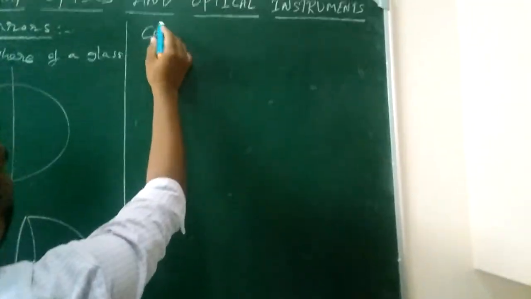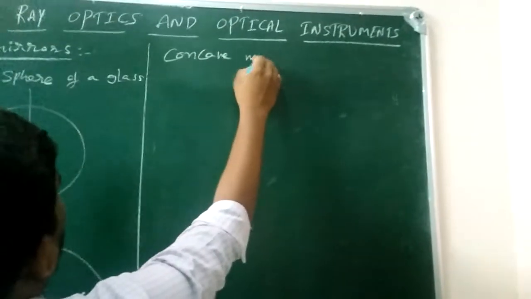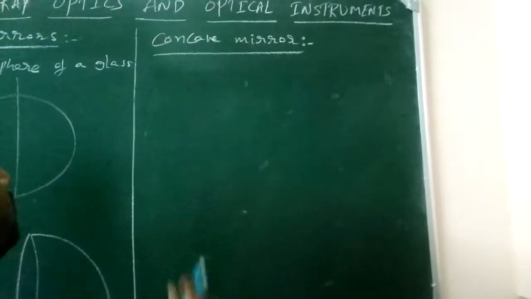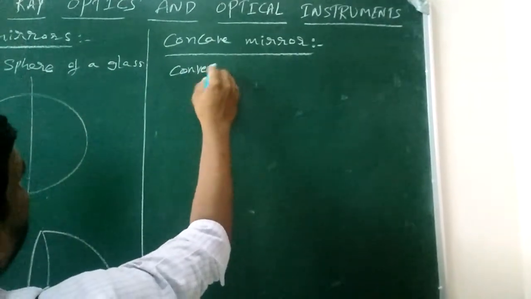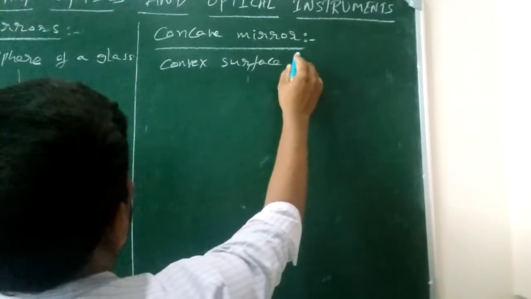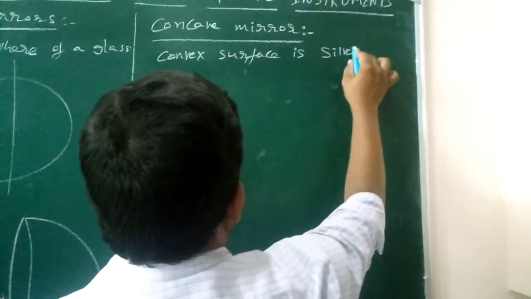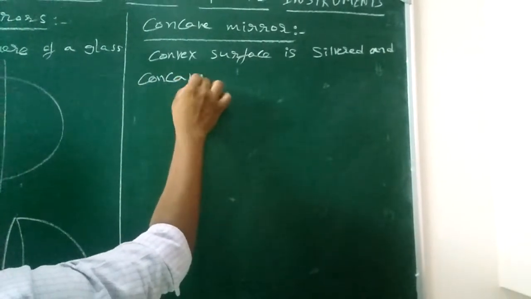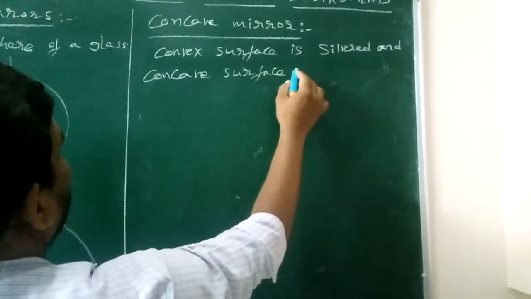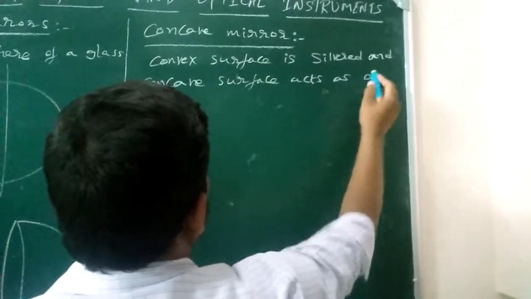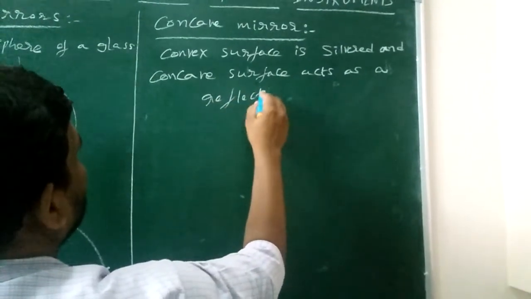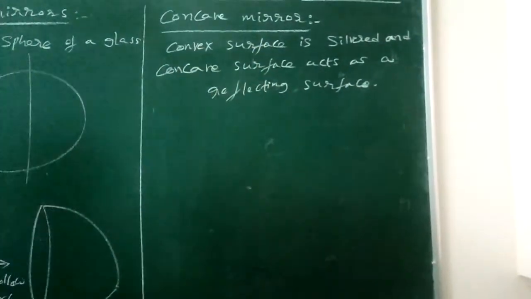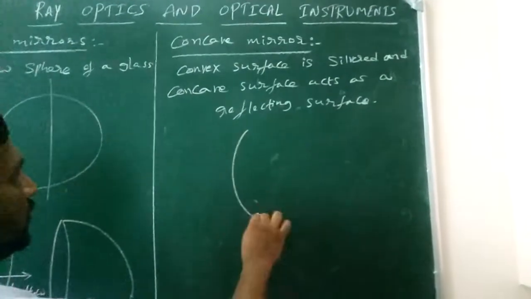And now the types of mirrors. The first one is the concave mirror. If the convex surface is silvered and the concave surface acts as a reflecting surface, such a mirror is called a concave mirror. Here, try to draw the diagram.